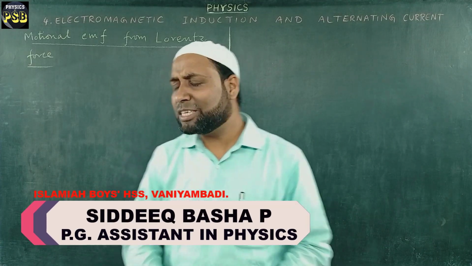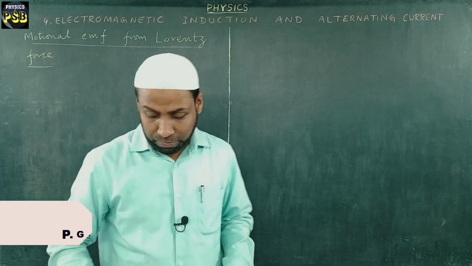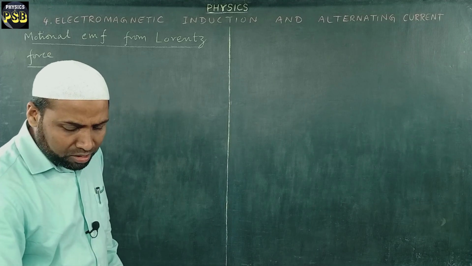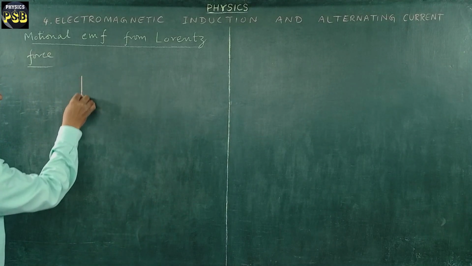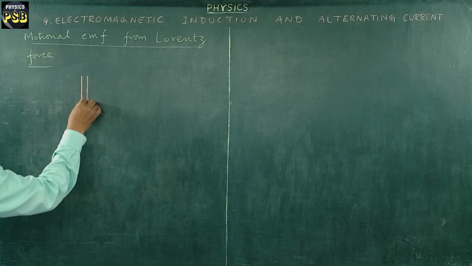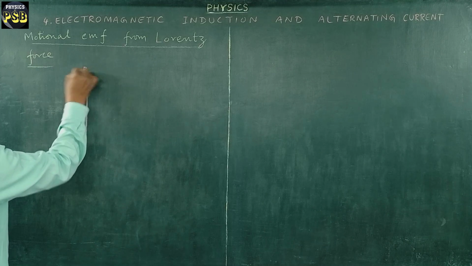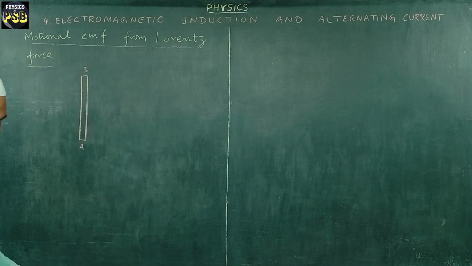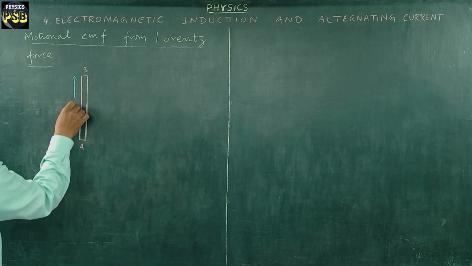We know when a charged particle moves in a magnetic field, it experiences Lorentz force. In this video, we will get the expression for motional emf using Lorentz force. For that, I consider a conducting rod AB of length L.